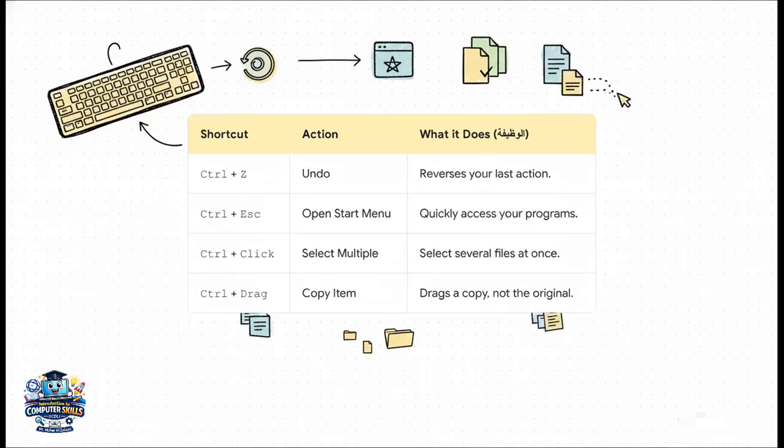Make a mistake? No problem. Just hold down Control and tap the Z key. It's like a time machine for your last action. Or want to get to the Start menu fast, Control plus Escape. And this is so useful. If you want to select a bunch of different files, just hold down Control while you click on each one. Oh, and my favorite, hold Control while you drag a file. Instead of moving it, you make a perfect copy. How cool is that?